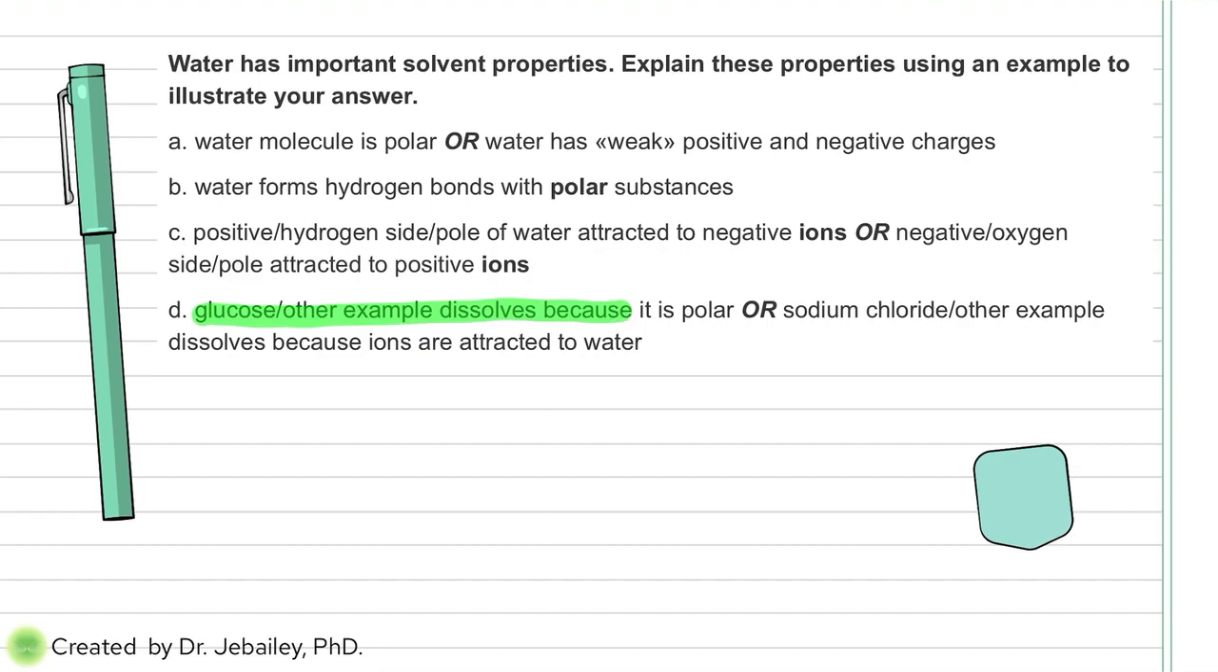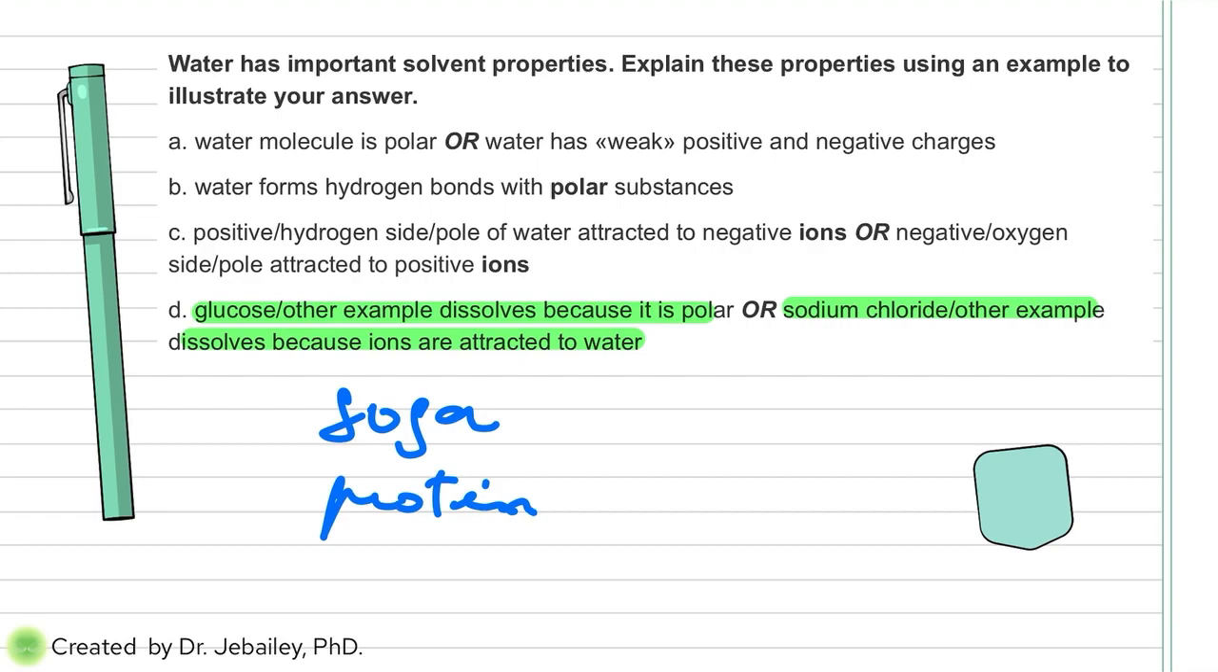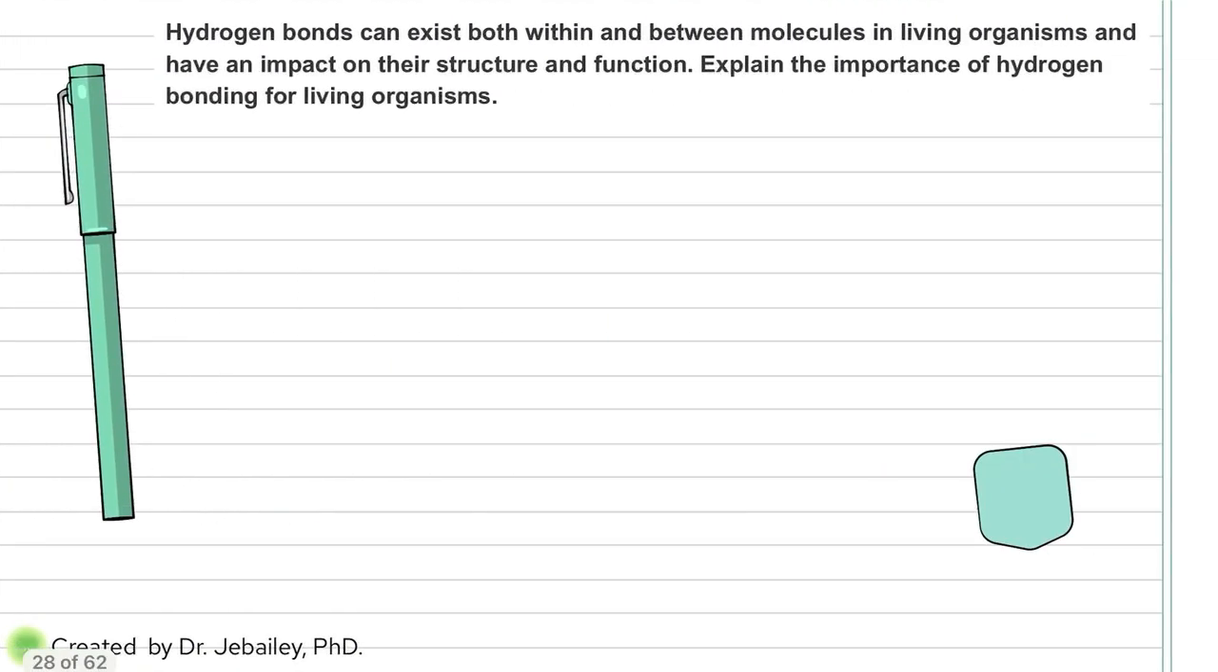Glucose and other examples dissolve because they are polar. Sodium chloride dissolves. So it's just like I told you. Things like sugar and protein have charge, and if you mention that they have charge, they dissolve in water so they can be transported in the blood. So that's mostly the points that you can get for talking about solvents. So remember, every time you see the word solvent, think of polar, think of molecules that are polar, and think about positive and negative charges connecting with each other through hydrogen bonds.